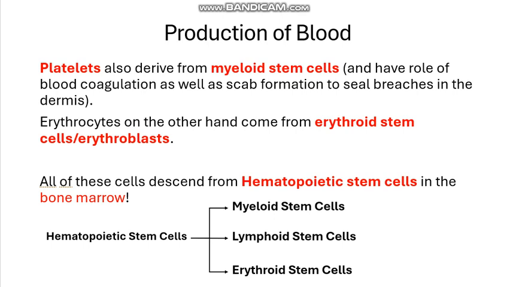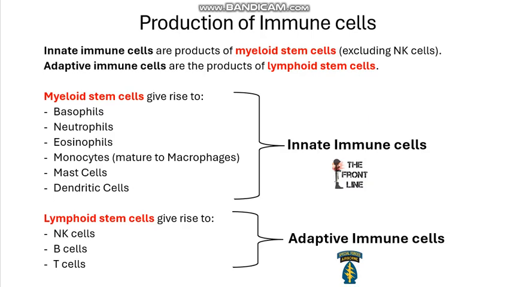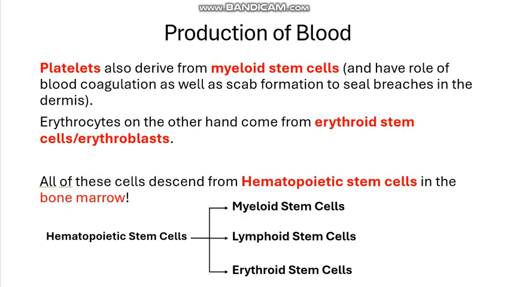But all of these different types of stem cells that we talked about, the myeloid, they give rise to the innate immune cells, lymphoid, which give rise to the adaptive immune cells, and the erythroid, which give rise to the red blood cells. They all are produced by the hematopoietic stem cells inside the bone marrow. The hematopoietic stem cells differentiate into these different types of stem cells, and then these stem cells differentiate further, that we talked about here and here, to serve their own functions.